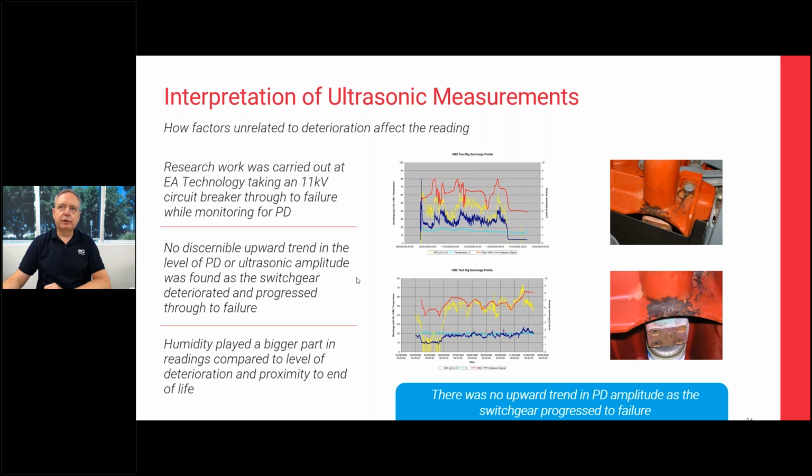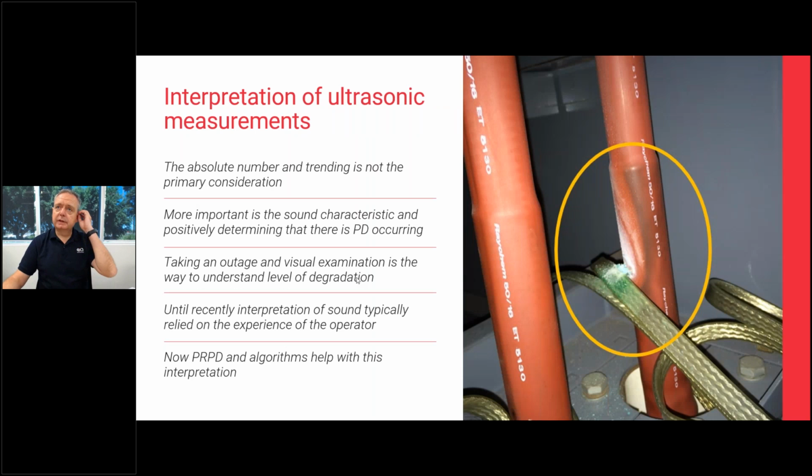So for interpretation of ultrasonic or surface discharge measurements, trending is not the main thing to do. It's more important to listen to the sound characteristic, look at the PRPD, and take a visual examination to understand the level of degradation, and to see that you've got these problems. The quicker you intervene, the bigger the chance of having a very simple fix. Once things have accelerated away to a large level, such as maybe in this particular instance, you may need to go into the situation of replacing some of the insulation components.